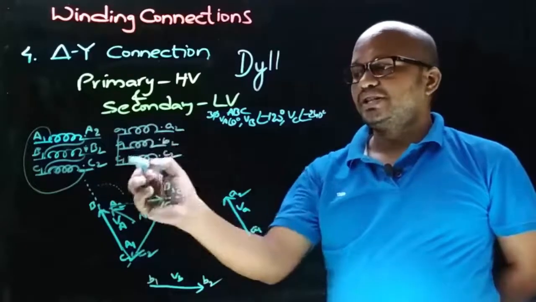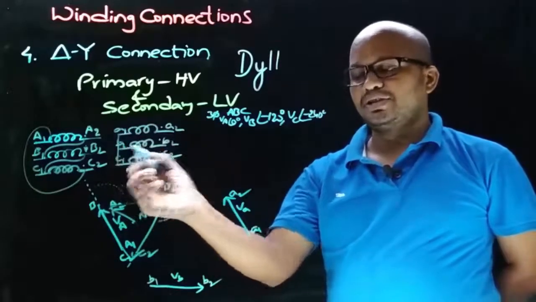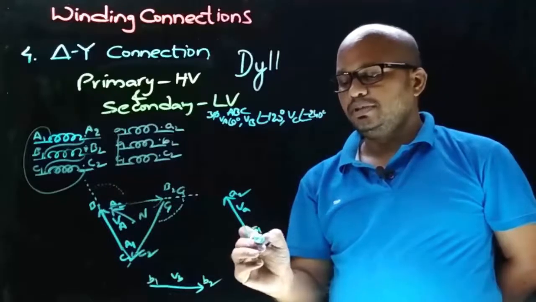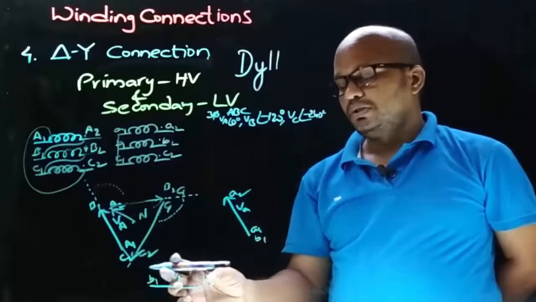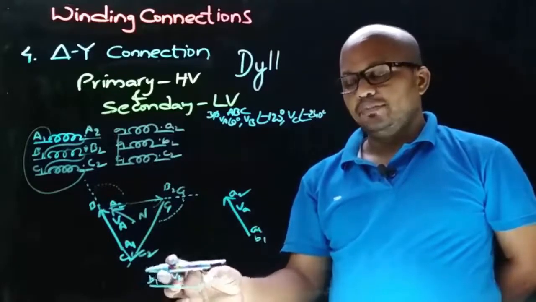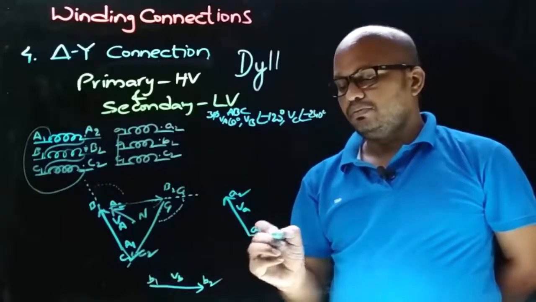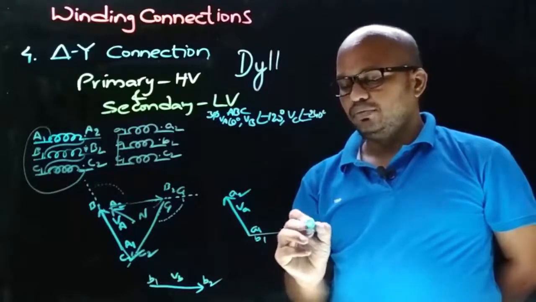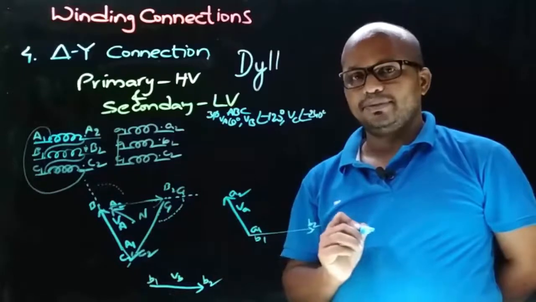Now observing the winding connection, to A1 there is a B1 connection, means to A1 there must be B1. So now draw this secondary side VB phasor such that A1 will have the B1 terminal. Therefore this will be B2 and this is B1.